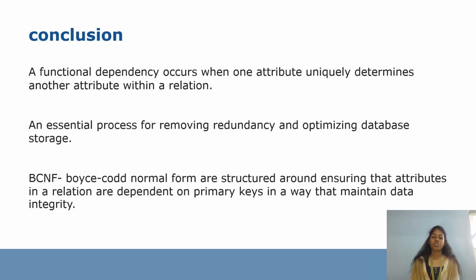Conclusion. A functional dependency occurs when one attribute uniquely determines another attribute within a relation, an essential process for removing redundancy and optimizing database storage. BCNF, Boyce-Codd normal forms, are structured around ensuring the attributes in a relation are dependent on a primary key in a way that maintains data integrity.